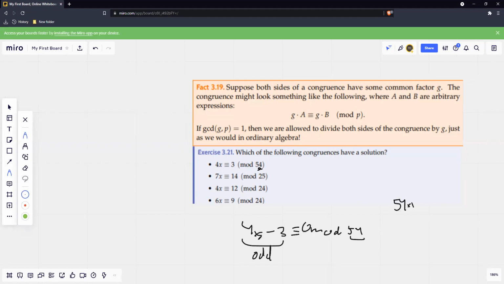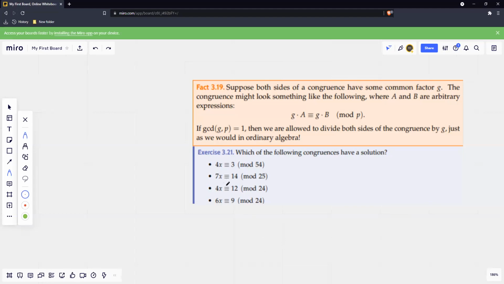But 4x minus 3, if we put in any integer x, any positive, and you can also do negative numbers as well, you'll always get an odd number on the left hand side. An odd number is never equal to an even number, right? So therefore, there's going to be no solution. No solution. Let's go to a second one.